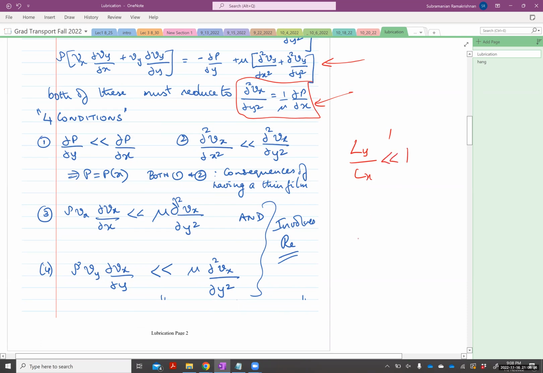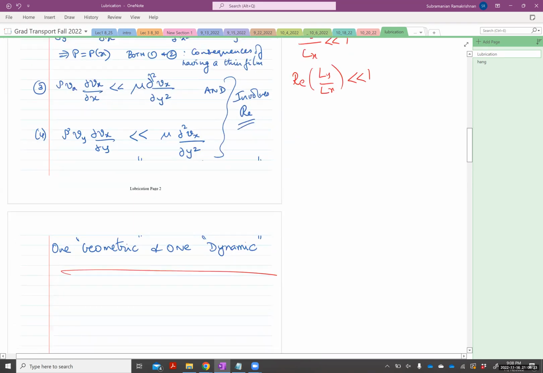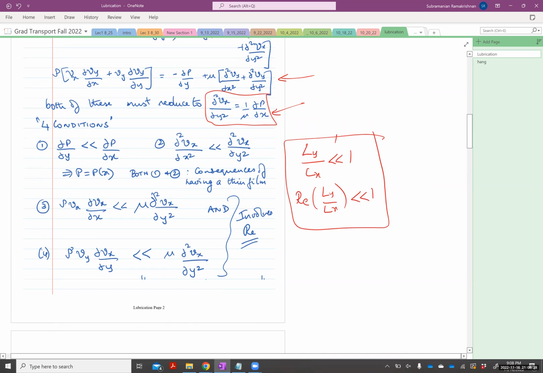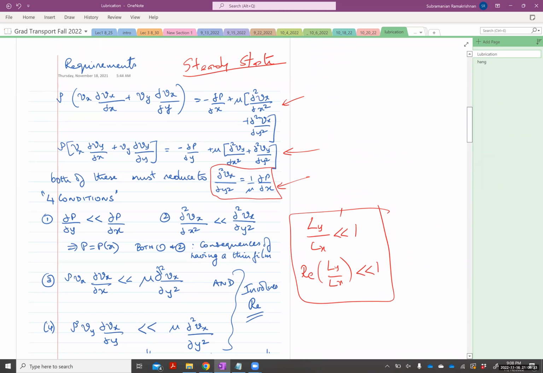This is what is known as the geometric condition. The other one is the dynamic condition, where the Reynolds number times Ly over Lx is much less than 1, which is what is written here. If these 2 constraints are valid, then all these 4 conditions are going to hold. What does this mean? The first condition is that my pressure is just a function of x. It is not dependent on y.